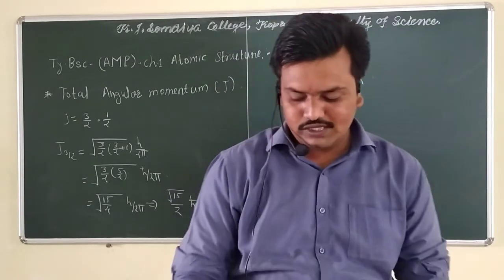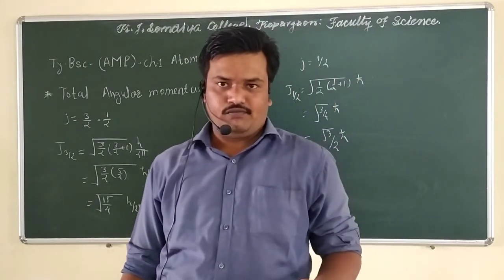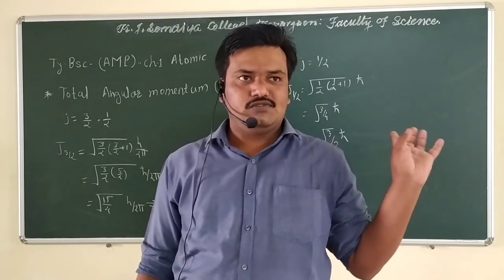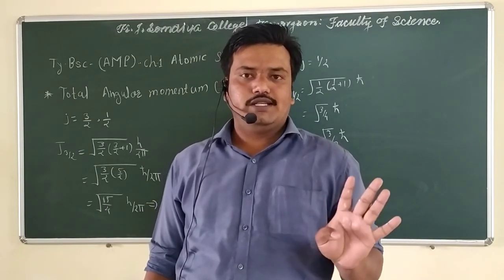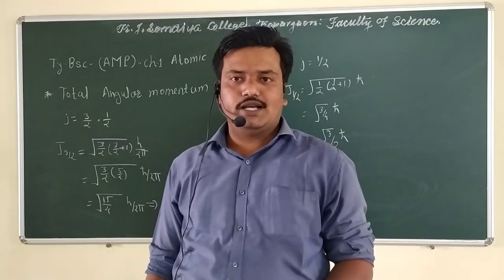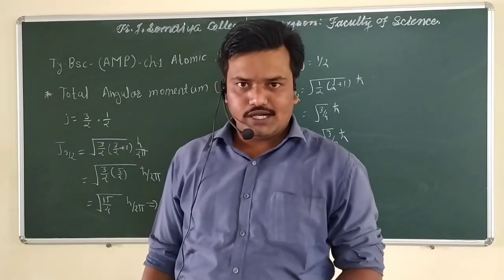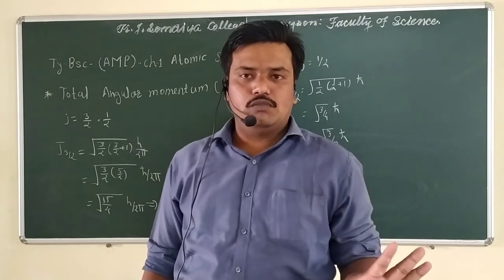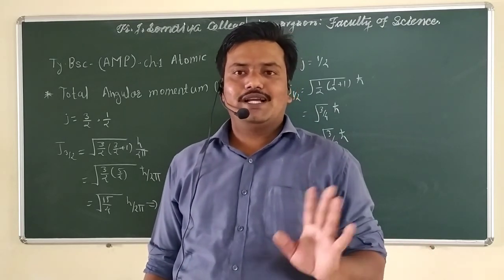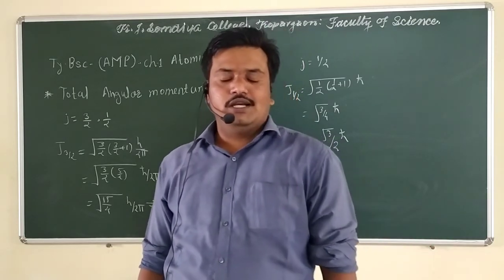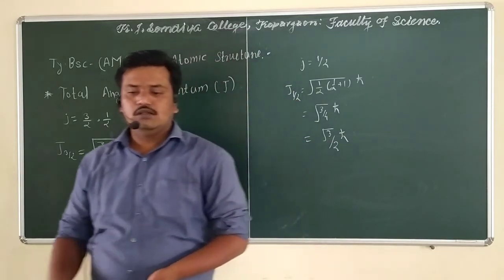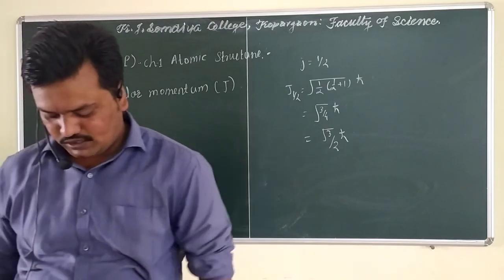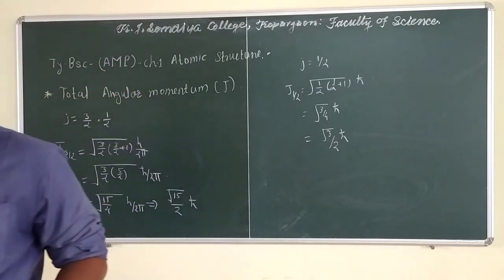So we have completed the quantum numbers: the principal quantum number n, the orbital quantum number l, the orbital magnetic quantum number ml, the spin magnetic quantum number ms, and the total quantum number, given by the total angular momentum j.